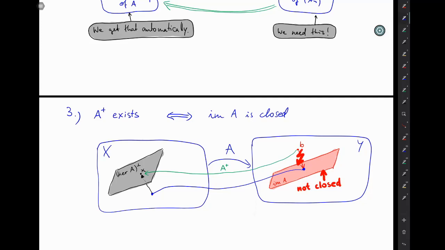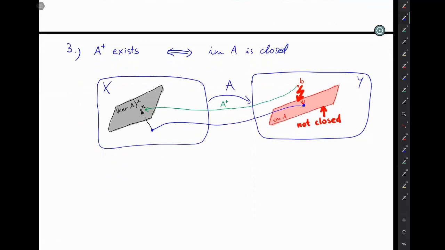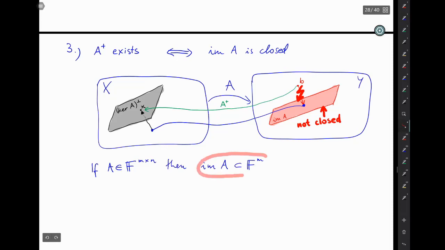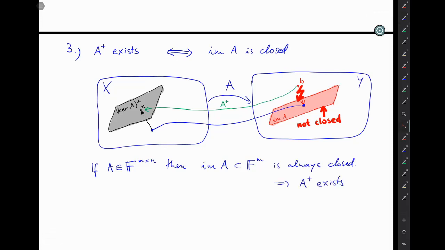Well, fortunately, if A is just a finite matrix, then the image of A is a subspace of the m-dimensional vector space. And in finite dimensions, every subspace is closed, so the pseudo-inverse always exists. So indeed, we didn't have to worry about the existence of the pseudo-inverse so far, because we've been only looking at finite matrices. But our theorem is for operators, for infinite matrices, and there this question is not trivial.